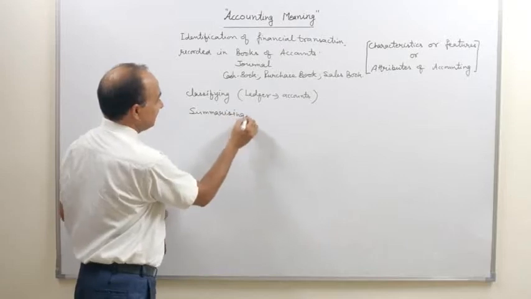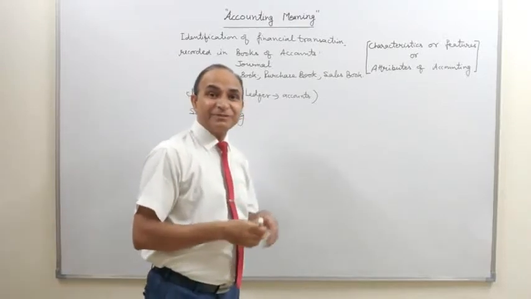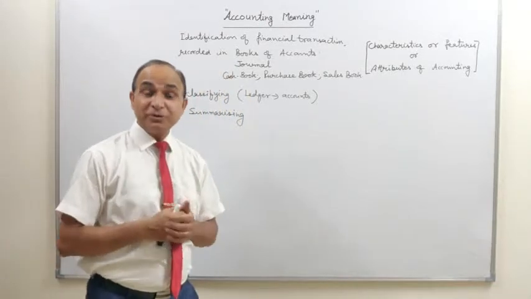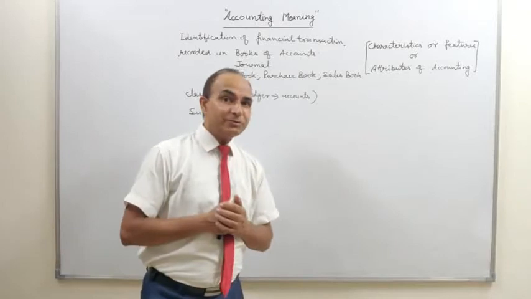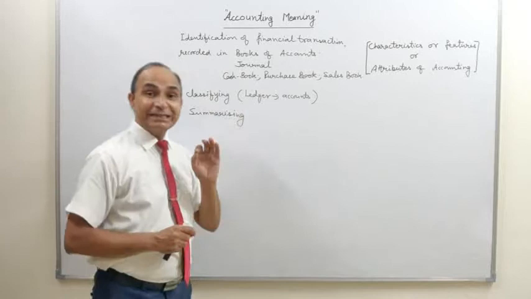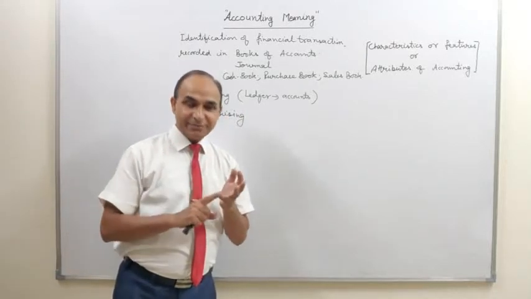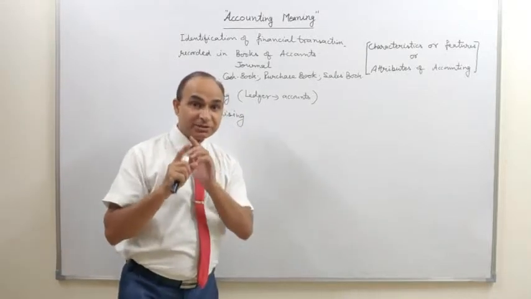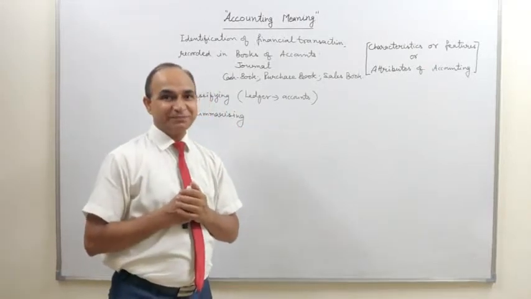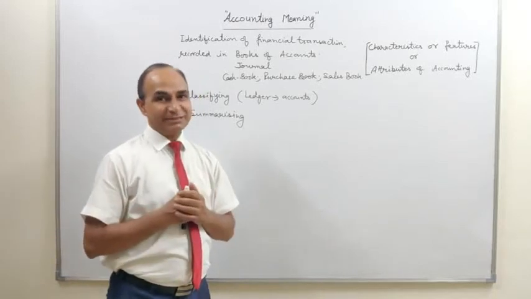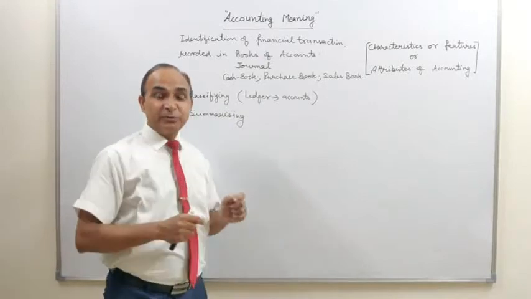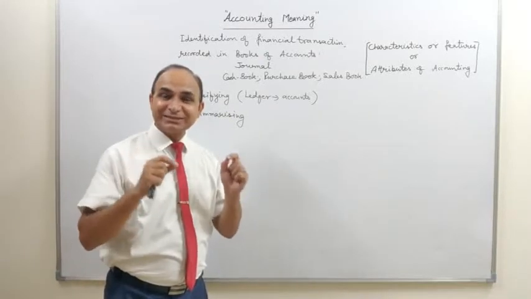Summarizing is what? Preparing a summary of the books of accounts. When we maintain the books of accounts, we want to know the summary also. We want to know the results of the business. So at the end of the year, on the basis of the ledger balances, a trial balance, trading and profit and loss accounts are prepared to know the profit of the business, and a balance sheet is prepared to know the financial position of the business. This is how we summarize the books of accounts, and we come to know the actual results of the business.